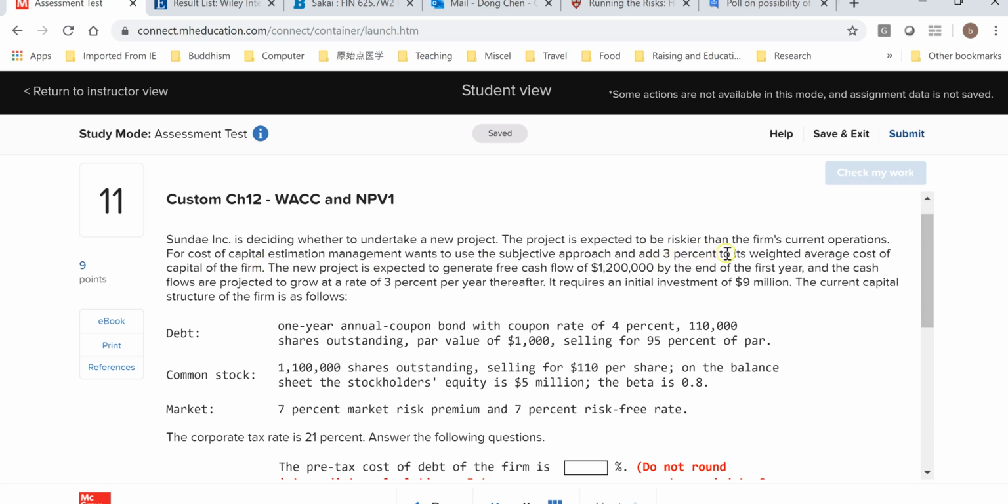So from this sentence, we can infer that the weighted average cost of capital of the project will be 3% plus the weighted average cost of capital of the firm. But from the study of the session, we should know that what matters for the project is the project weighted cost of capital rather than the firm cost of capital. So once we know the firm cost of capital, we should add 3% to that to get to the project cost of capital.